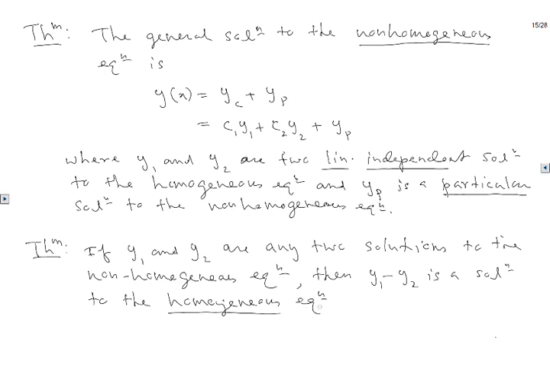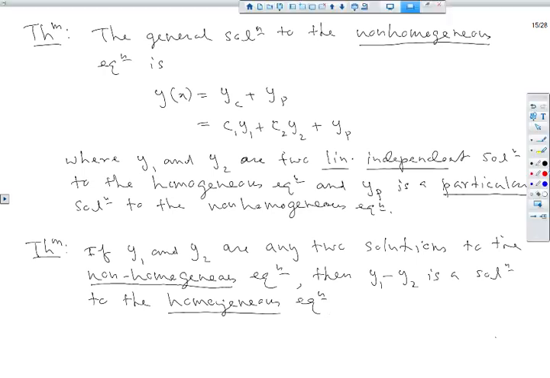So what it says is, if you can find two solutions to the non-homogeneous equation, and you take the difference of the two, it's going to be a solution to the homogeneous equation. And we're going to prove this result, because from this result we can get the other one. So let's prove this result.